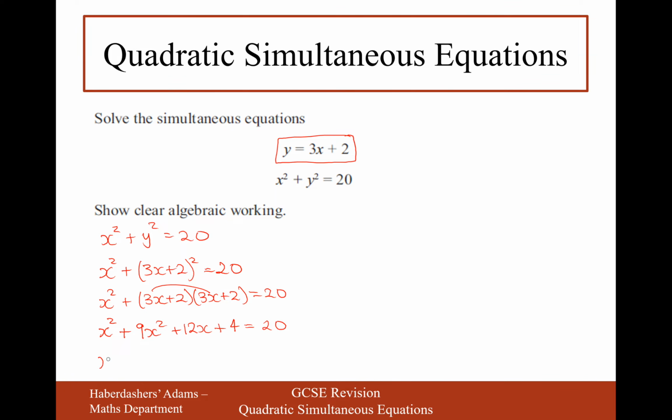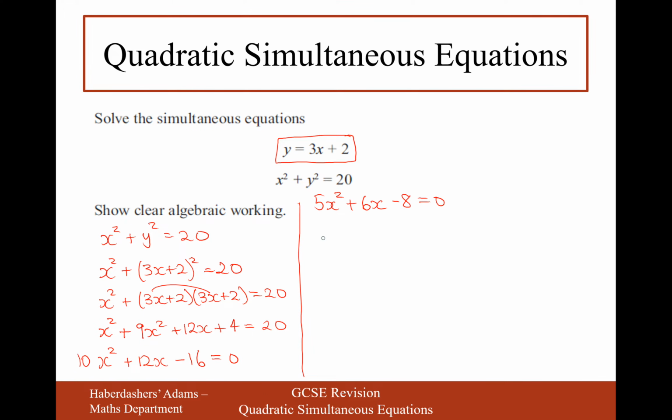Let's group everything together, so it's going to be 10x squared, because we've got 1x squared and 9x squared, plus 12x, and then take away the 20 onto the other side, and you've got minus 16 equals 0. If I had room, I'd carry on going down, but I need to refresh up here now. What I think I'll do is I'll actually divide everything by 2, because that will make the numbers easier that I'm replacing into the quadratic formula. Okay, now I've got myself a quadratic formula.